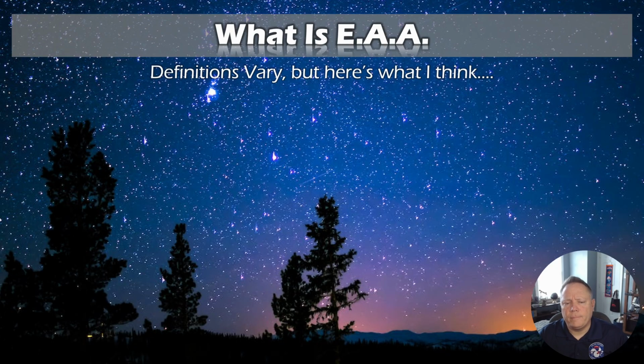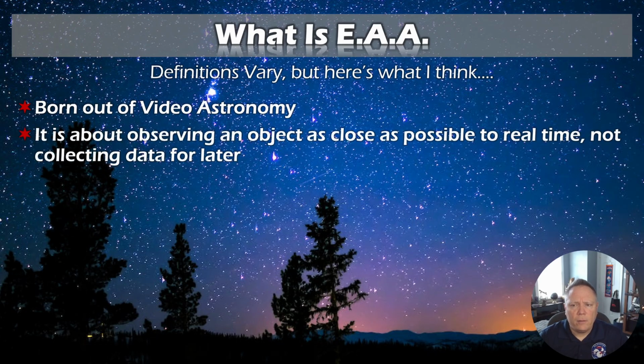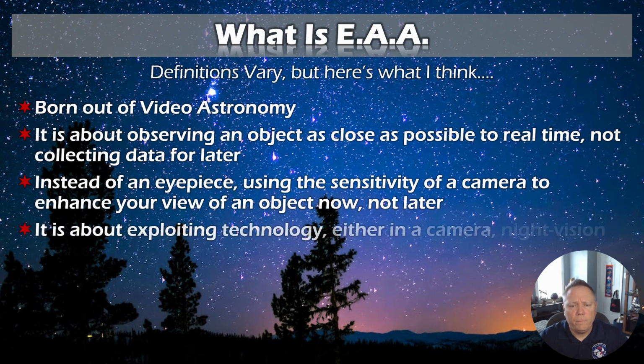So what is EAA? You're going to find a lot of definitions out there, but here's what I think. It's something that was born out of video astronomy, which is where people would put a video camera up to the eyepiece. It's about observing an object in real time, or as close to real time as possible, and not necessarily collecting data for later processing. So instead of using an eyepiece, you're going to use the sensitivity of a camera to enhance your view of the object. Again, the emphasis of now and not necessarily later.